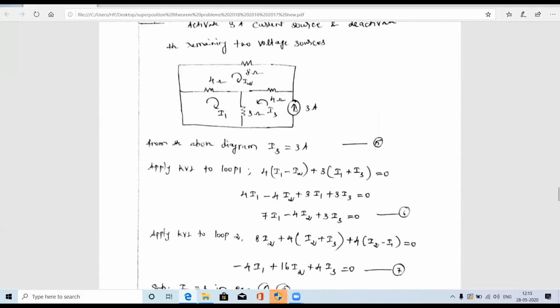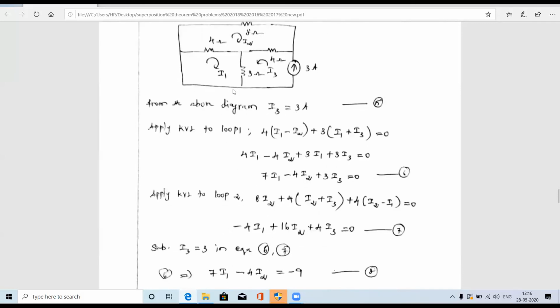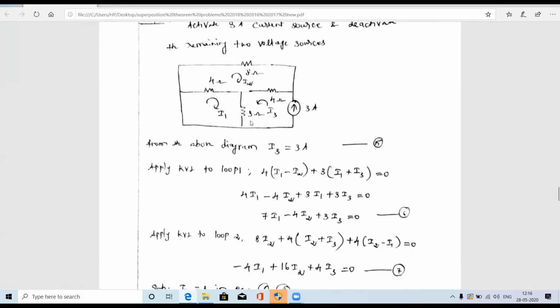So this current source we have to activate, and the 24 volt battery and the 12 volt battery, you just make them deactivated. These two sources being deactivated means that the two sources are short circuited. Okay, short circuited. But now we will get the 3 loop diagram. So there are 3 meshes in the given circuit. But now we have to solve for the current flowing through the 3 ohm resistor.